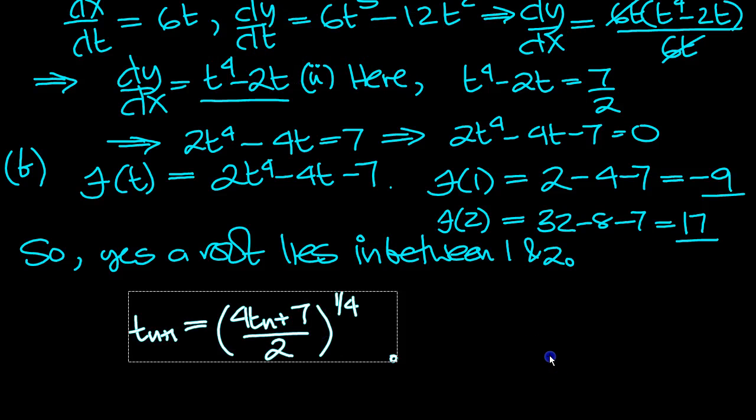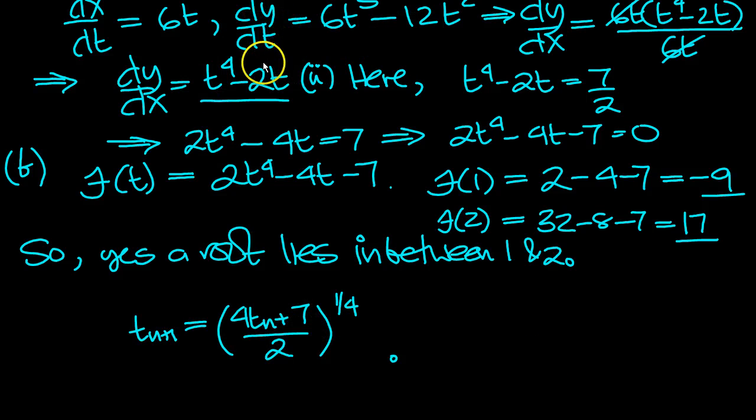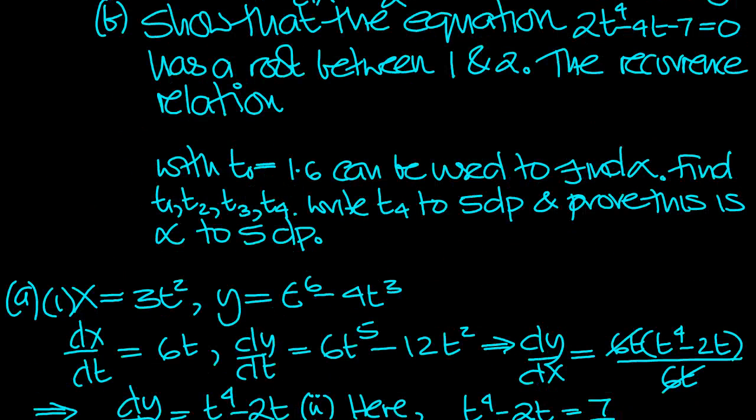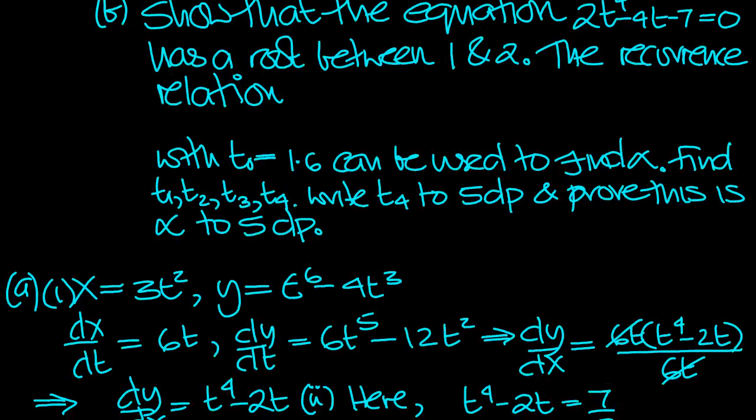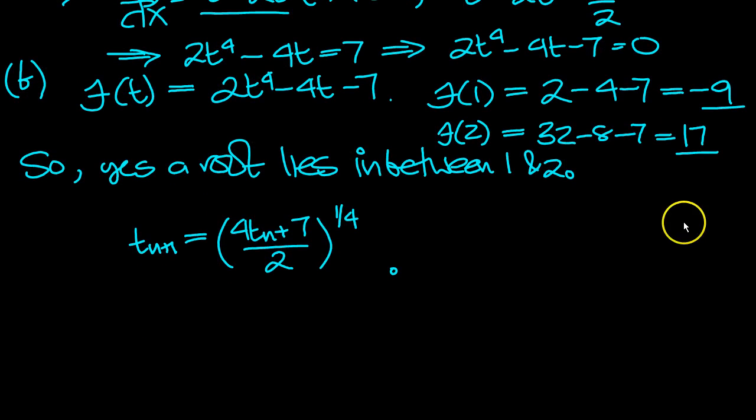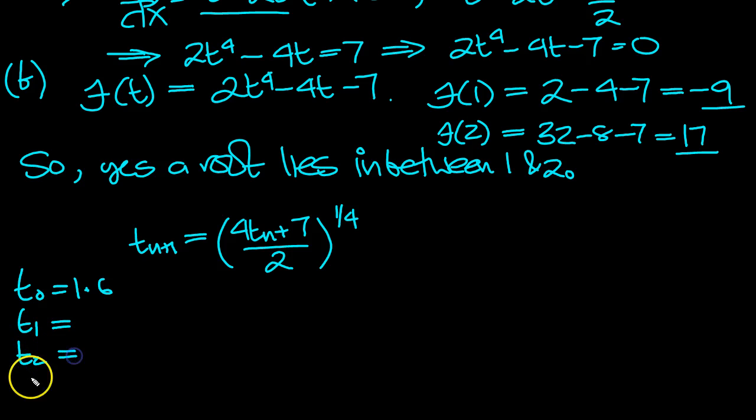So here it is. So this is the next part of the problem, which I think is part B actually. Yeah, there we are. Okay, still doing part B. t0 is 1.6, so let's put it over here. t0 equals 1.6. So t1, t2, t3, and t4 is what we need.